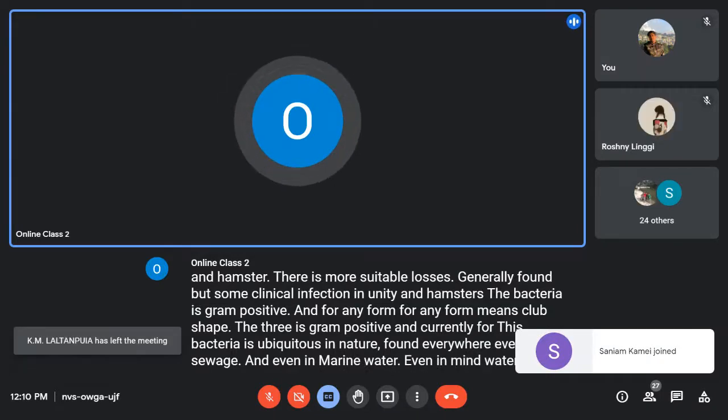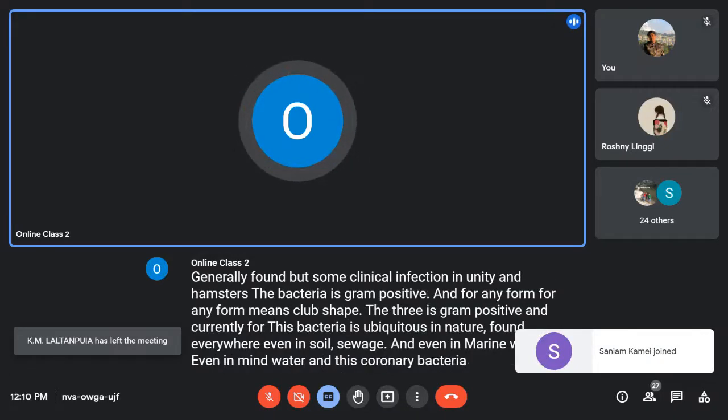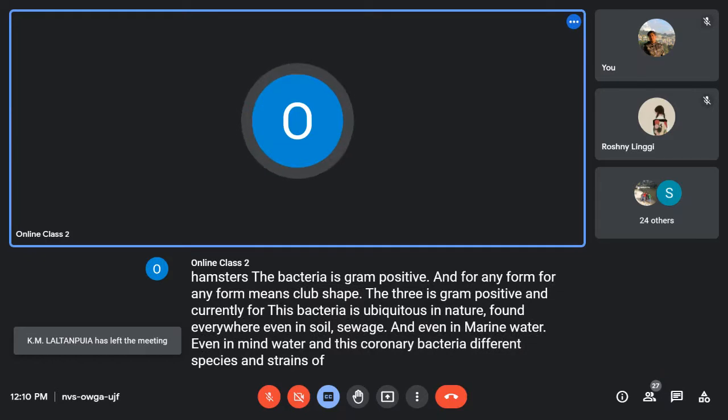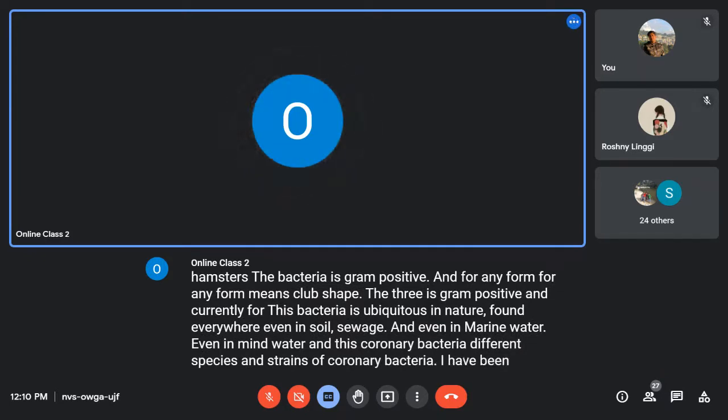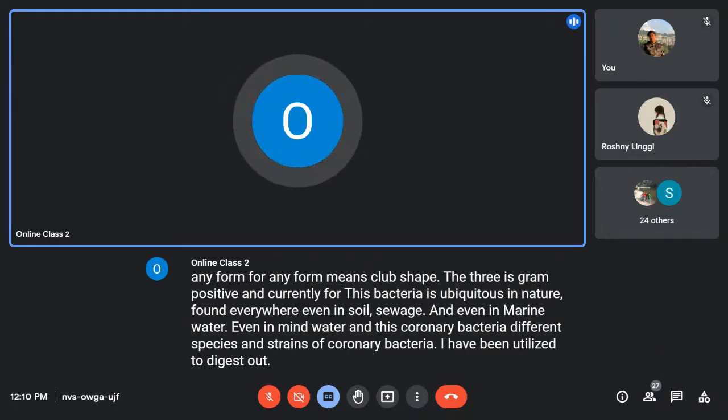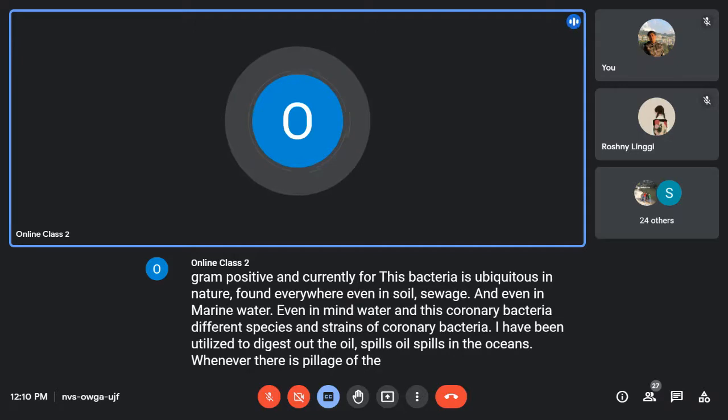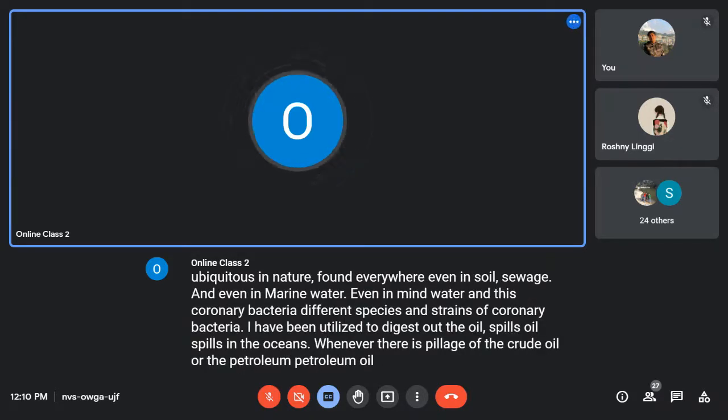And this Corynebacteria, different species and strains of Corynebacteria, have been utilized to digest out the oil spills in the oceans. Whenever there is spillage of the crude oil or the petroleum oil on the surface of the ocean.